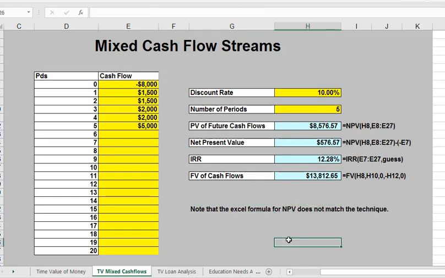So again, this is the process of calculating the time value questions that we may have to answer for a cash flow stream that is not equal. And it only does 20 years. Of course, if you wanted to do more, you could add columns, but you would have to change the formulas here so that you can incorporate more rows in your analysis. So that's the mixed cash flow stream for time value of money.